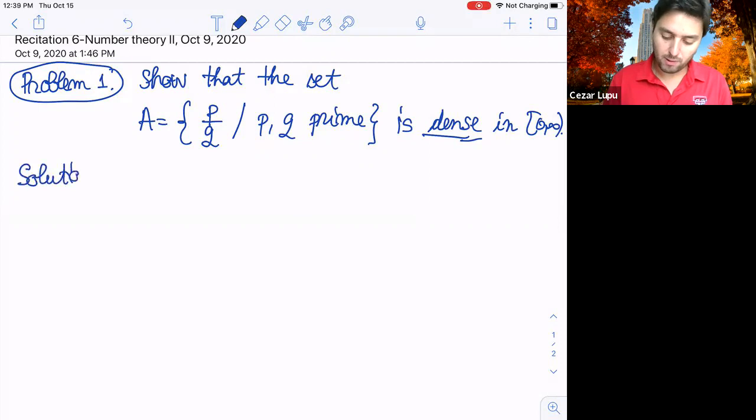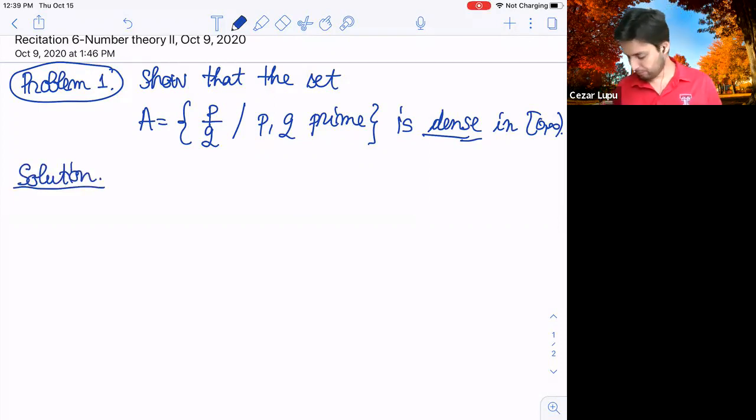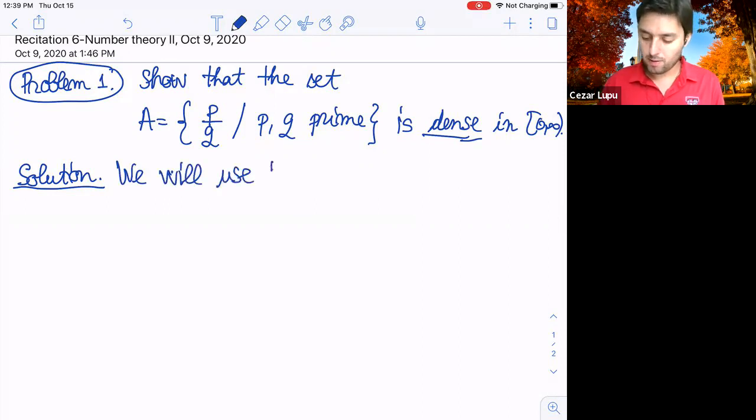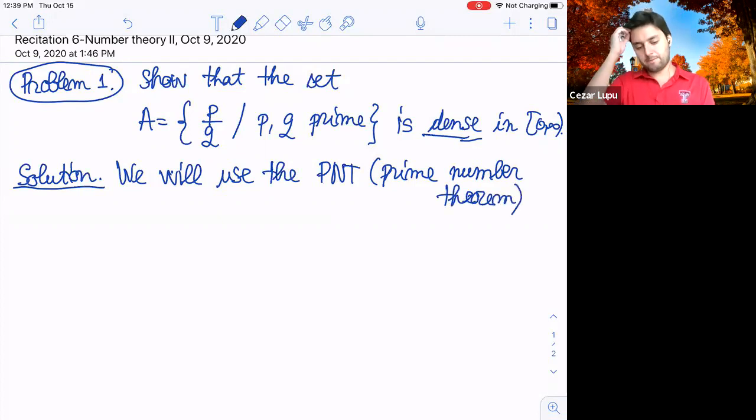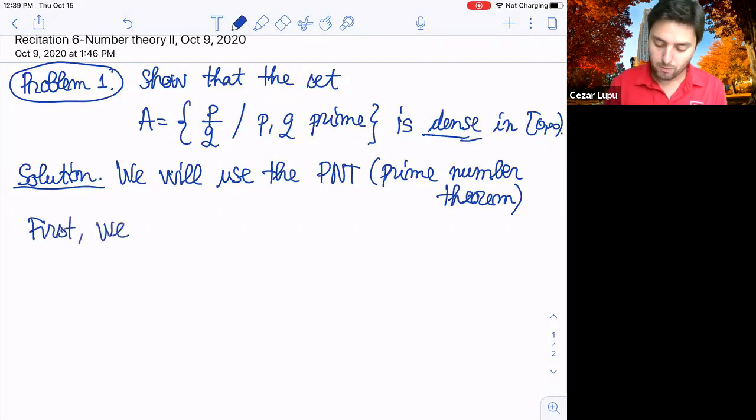And before I even start, frankly, I don't know a proof without the prime number theorem, basically. So we will use the prime number theorem, PNT. This is, in fact, a very nice result to know. And the prime number theorem is hidden in the following lemma. First, we prove the following lemma.